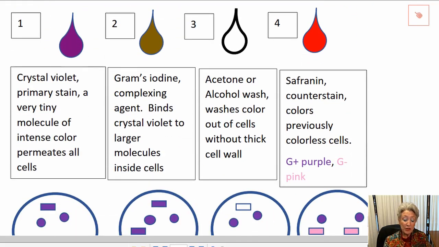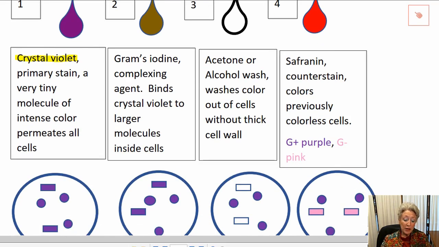So the way I perform this test is by starting out with crystal violet, which is a very intense purple stain. It's a very tiny molecule, and what it does when added is simply make everything purple. It's taken up by all of the organisms in the area, and so everything at this step would become bright purple. My next step is my critical one, because Gram's iodine is a complexing agent, which is going to bind the very tiny crystal violet molecule to larger molecules inside the cell.